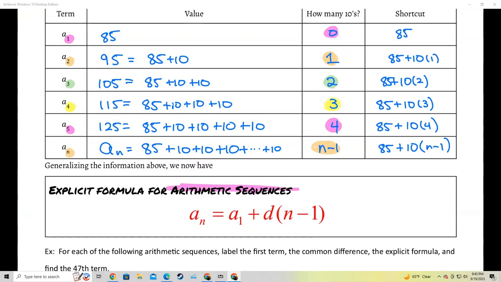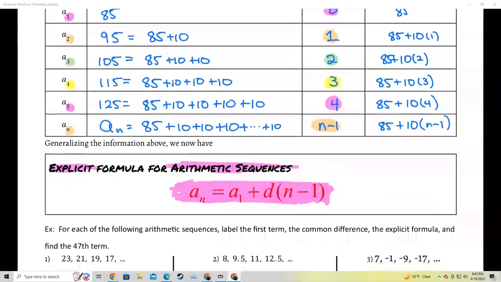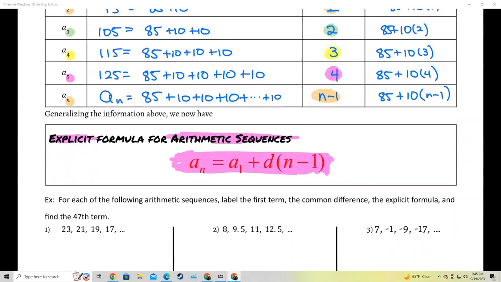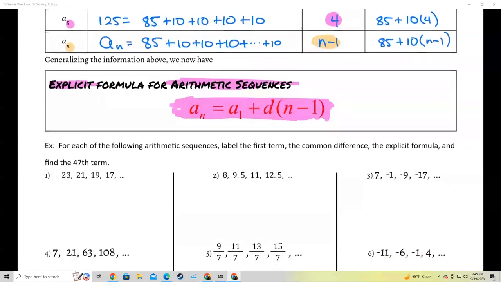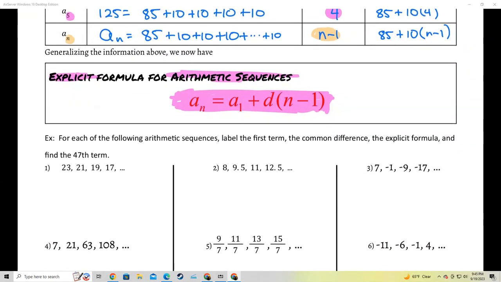Arithmetic sequences, explicit formula. The formula is a sub n is equal to the first term plus your common difference times n minus 1. Now I know that that formula looks pretty complicated, but I promise you, it's not as bad as you think it is once you understand the idea. So we're just going to have to crank a couple of them out and it's going to make more sense as we move along.